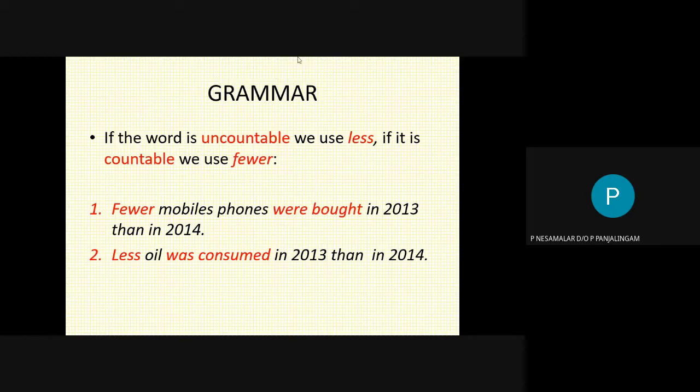Now, for words which are uncountable, you use less. If countable, better to use fewer. For example, mobile phones are countable, so you can say fewer mobile phones. And then the verb has to be plural, were bought. Now, oil is uncountable, better to use less oil. Uncountable subjects take singular verbs, so was consumed.